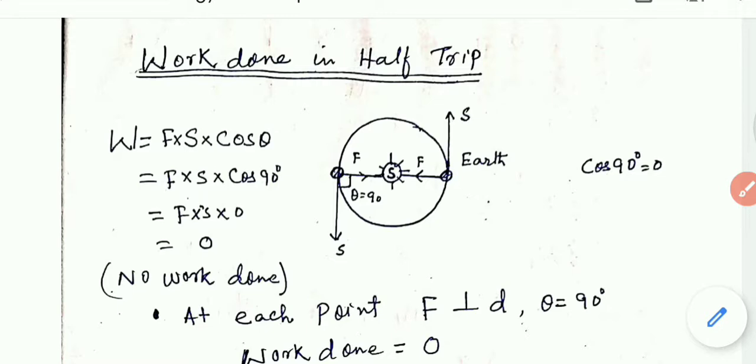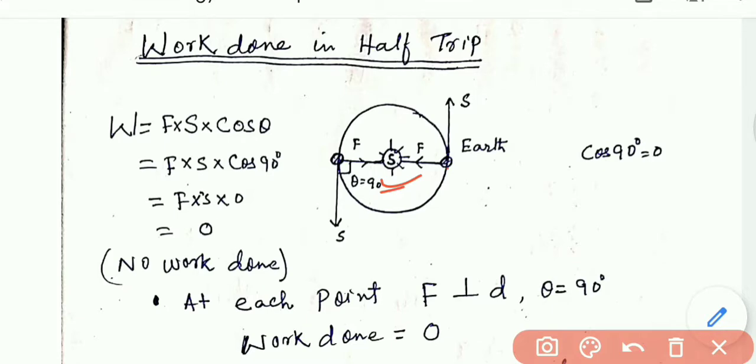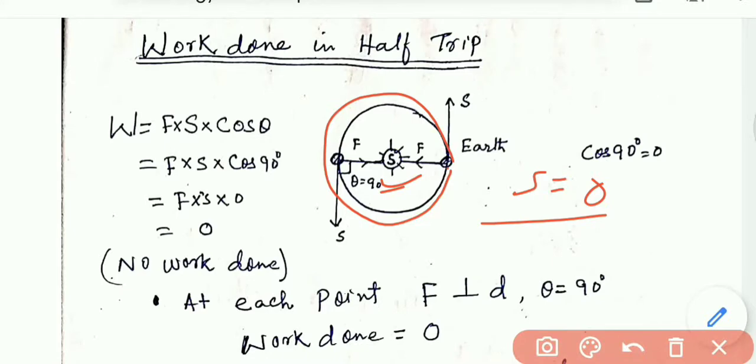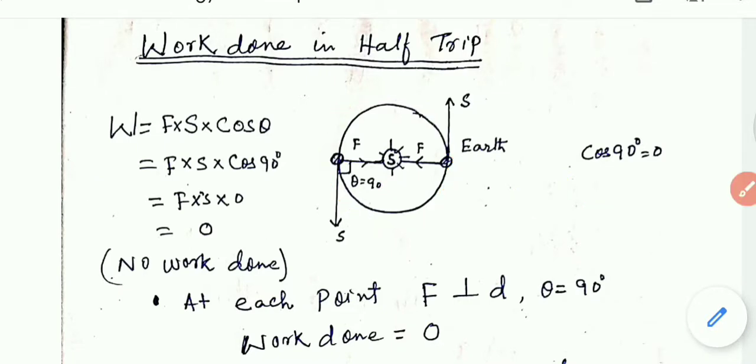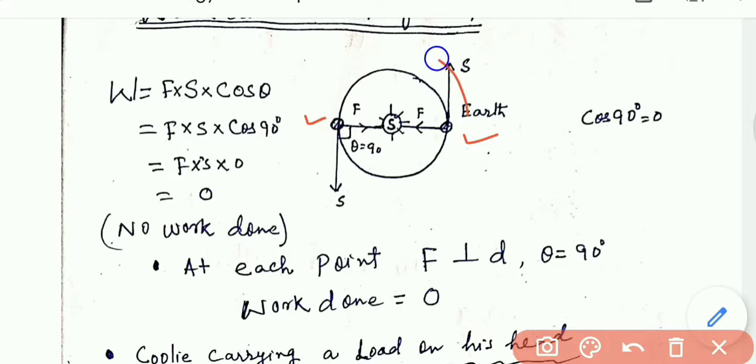Then what will happen if a body is moving in a circular path but covers only half the distance? Like here, this is the sun, and the earth is moving around the sun. If it moves from here to here, then the displacement is 0, and if the displacement is 0, then work done is 0. Then what will happen if the earth rotates half, a half trip? The initial point is here and the final point is here.